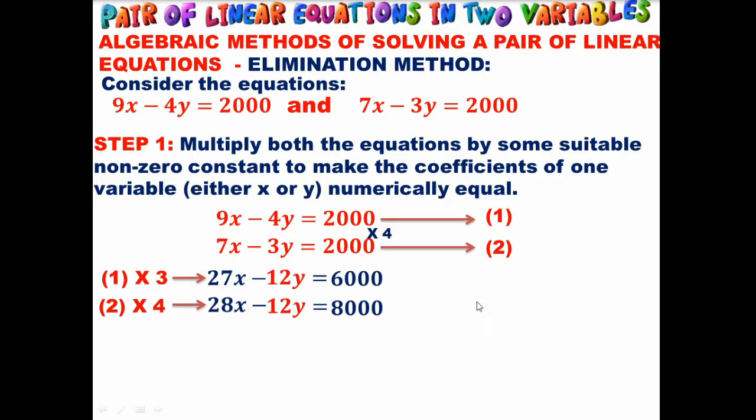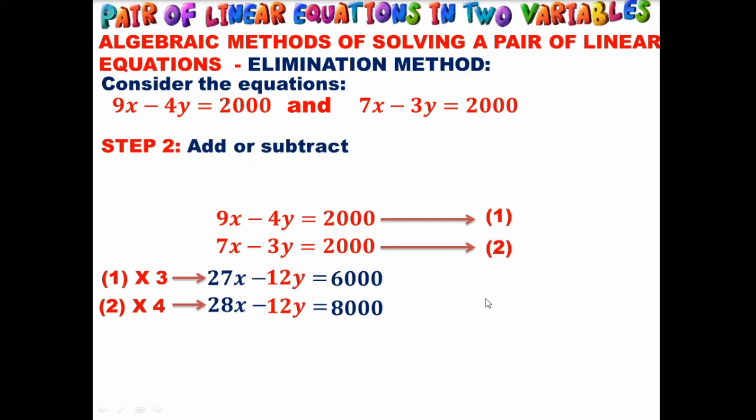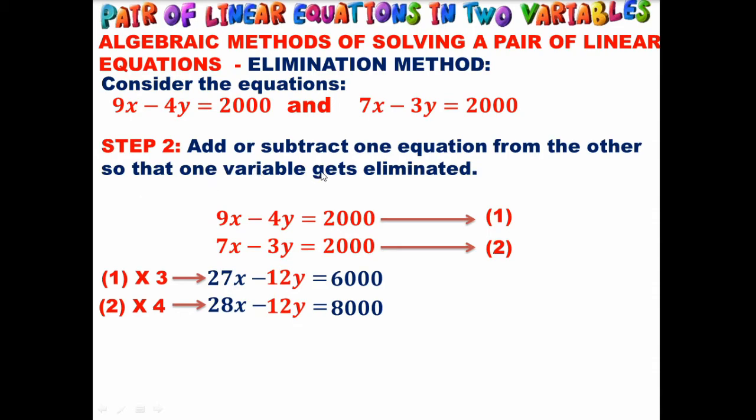Now let's move on to the second step. Step 2 says to add or subtract one of the equations from the other so that one variable gets eliminated. So the second step justifies the name of this method, elimination method. In the second step we are going to eliminate one variable, and obviously that is going to be the variable which we have chosen. In this problem we have chosen y to be our favorite variable, so let's eliminate y from these two equations.